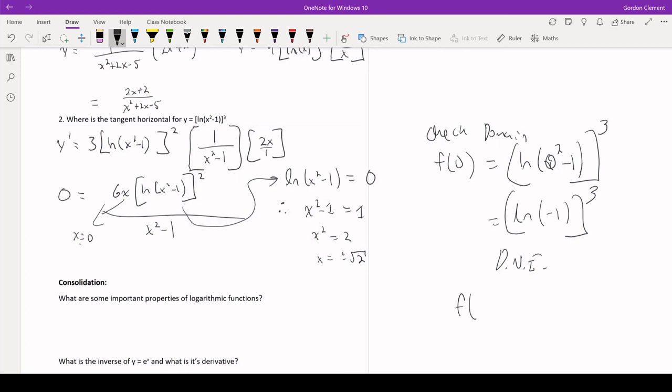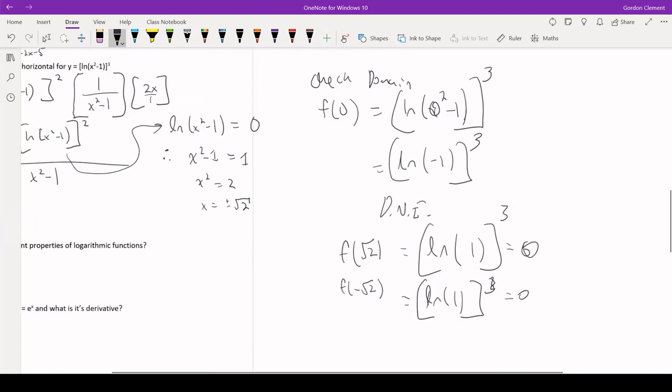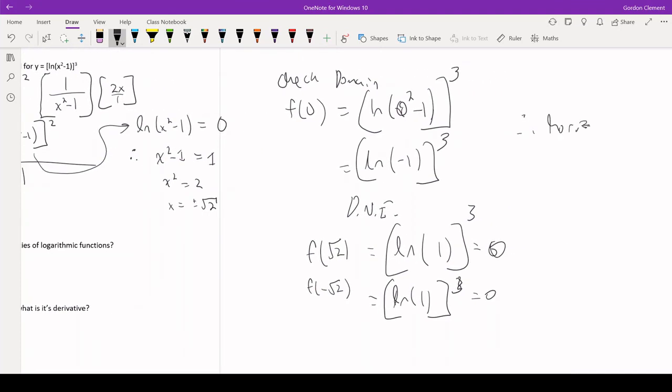If I do f of root 2 or f of minus root 2, I'm going to get the log of x squared, 2, minus 1. I'm going to get the log of 1 to the power of 3 in both cases, which is in fact a number. It's actually the number 0. It's the x-intercepts of this fun thing. So those are good values. So therefore, horizontal tangents at x equals plus or minus the square root of 2. 2 of them in this graph.